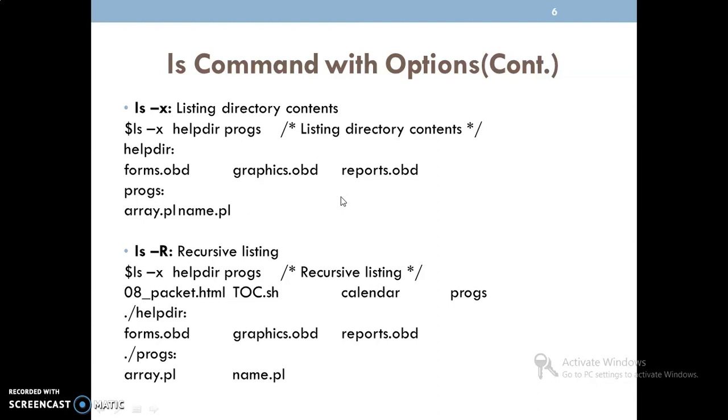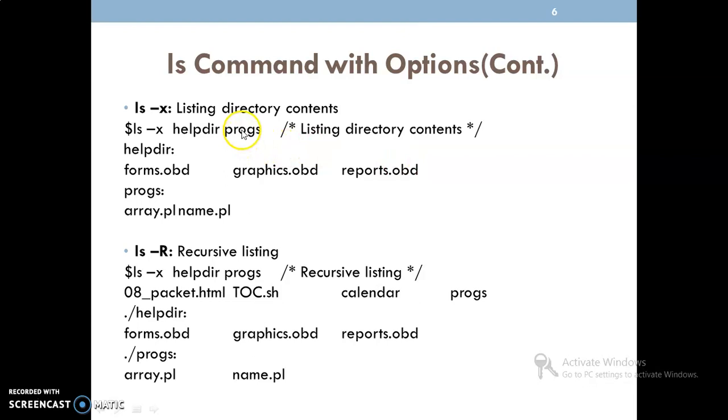Next, if I am using the option -x with a particular directory, then it is listing the directory contents. It will display the subdirectories of that particular directory here. Just we can go through here. Help directory is one directory file, and these are the 3 files that exist in the particular directory.